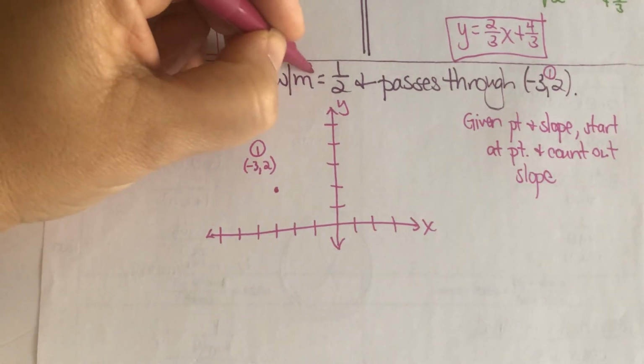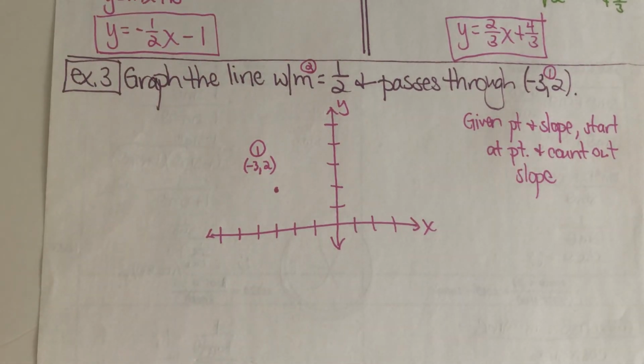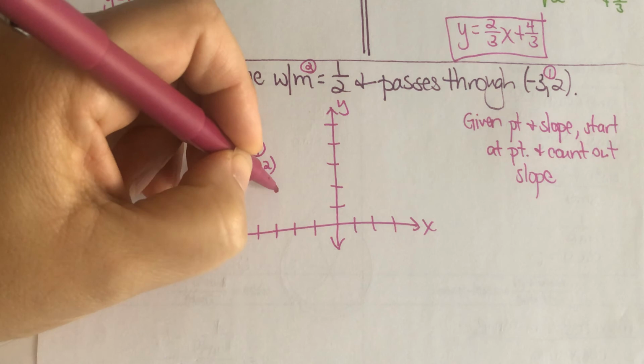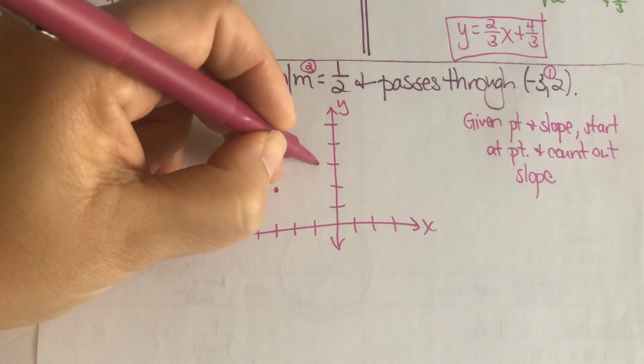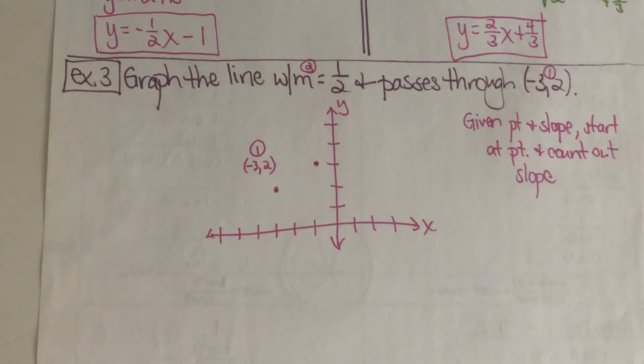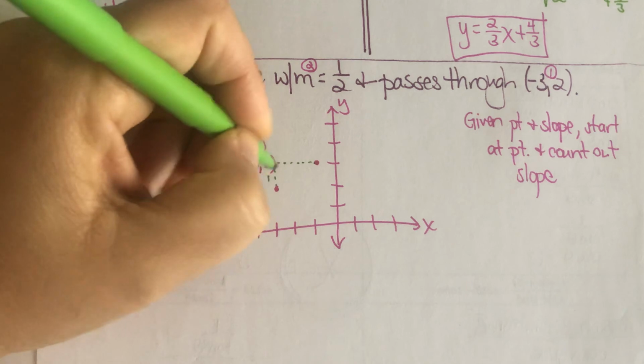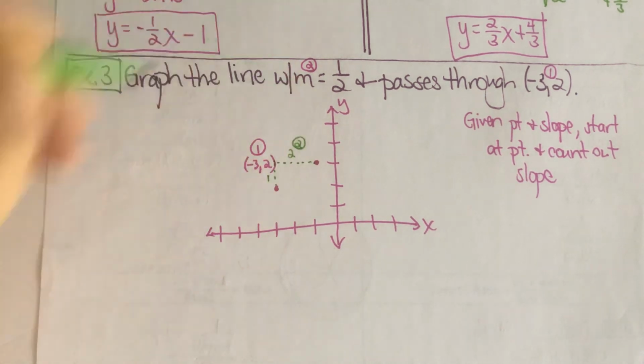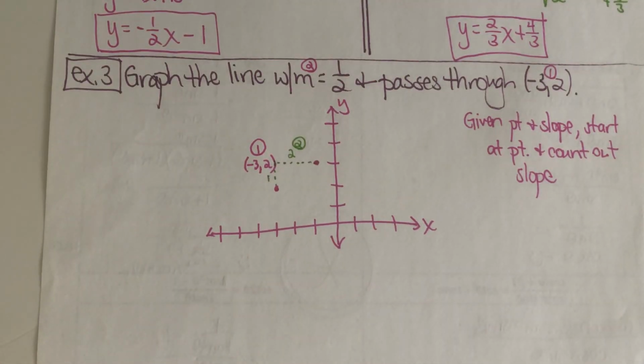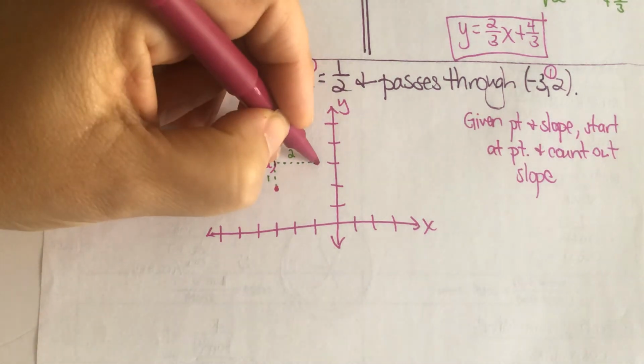And then the next thing I'm going to do is count out the slope. So I'm going to go rise 1 and run 2. So counting out the slope, in fact, I'll do this. Rise 1 and run 2. 1, 2. That's the second thing I did. And then I can connect the dots and be done.